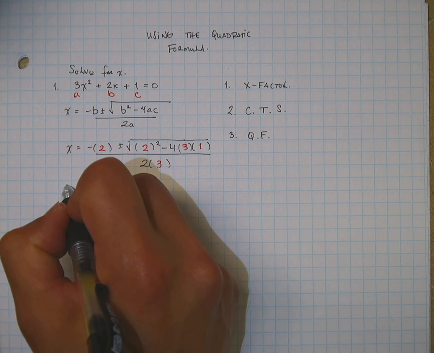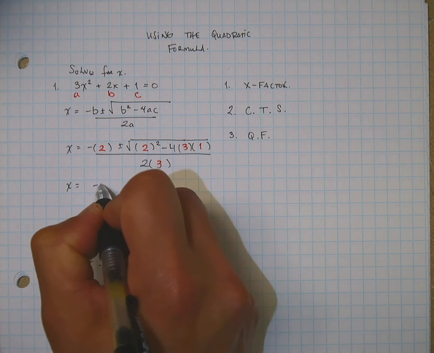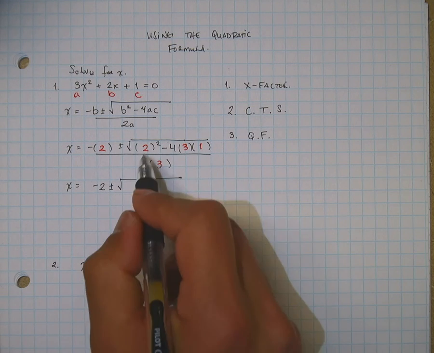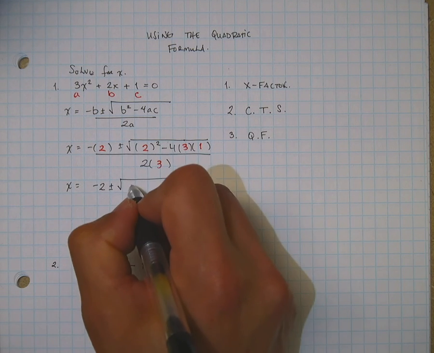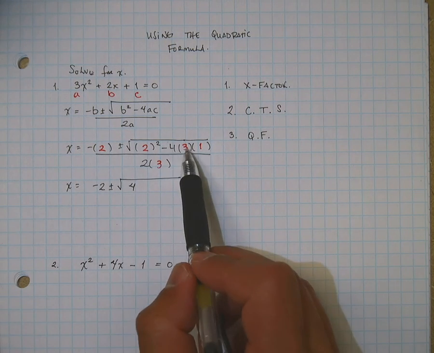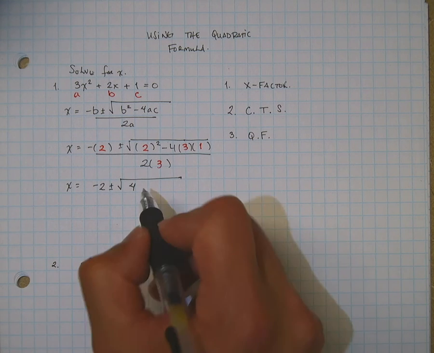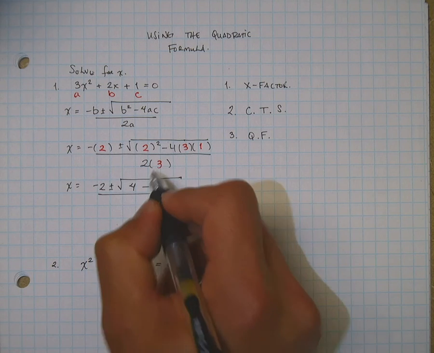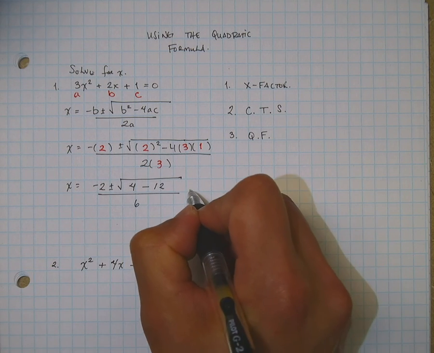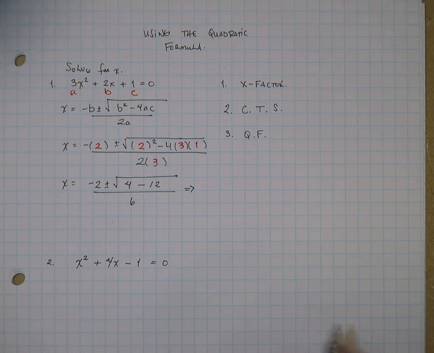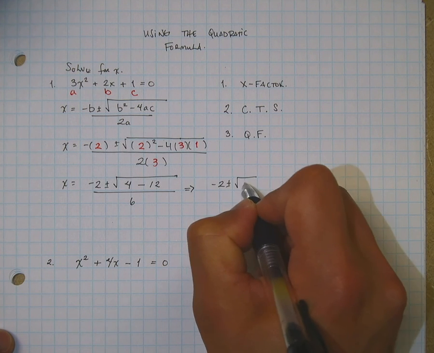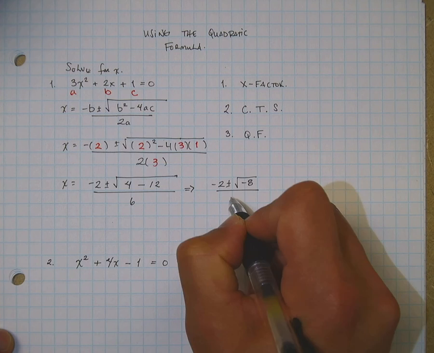So for the first one, you're going to get negative 2, plus or minus. Now 2 squared is 4. Right here, 4 times 3 times 1, well that's 12, and that's going to be negative 12. 2 times 3 is 6. And you just continue to do the math. 4 minus 12, hopefully it rings a bell, is negative 8 over 6.